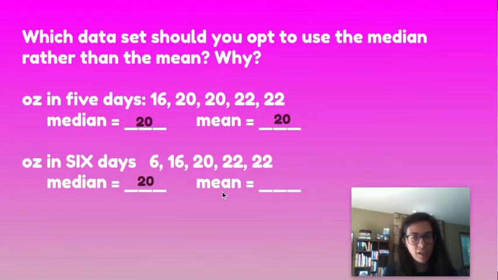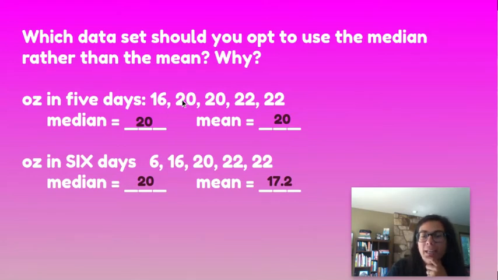The mean here, 22 plus 22 plus 20 plus 16, instead of adding another 20, we're adding a 6. And the mean is now 17.2. This is how I want you to think about this. The median and the mean for this set is both 20. And I would hope that you would agree that this person typically drinks about 20 ounces of tea on any given day, right? Based on the pattern, based on the data.